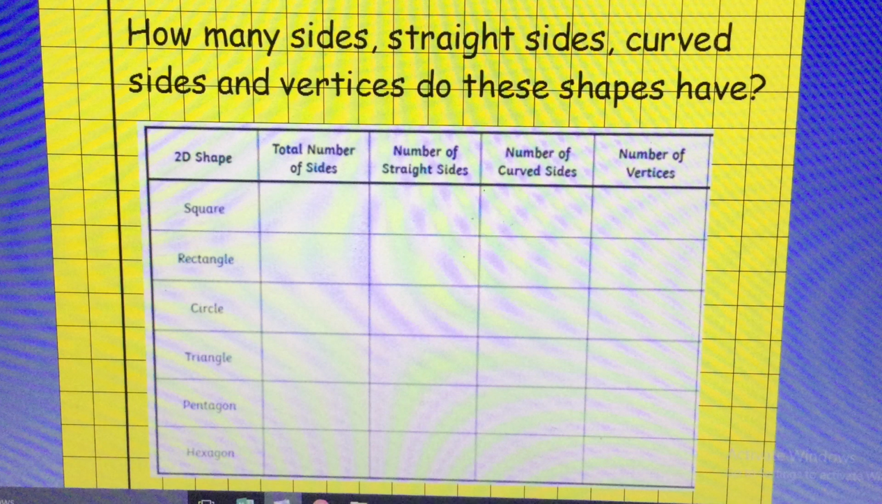And finally, we have our geometry challenge for today. Here you have a grid with some 2D shapes listed: square, rectangle, circle, triangle, pentagon and hexagon. And you need to write down how many sides, straight sides, curved sides and vertices each of these shapes have. Pause the video now and get counting.